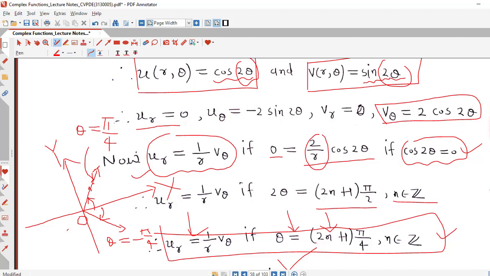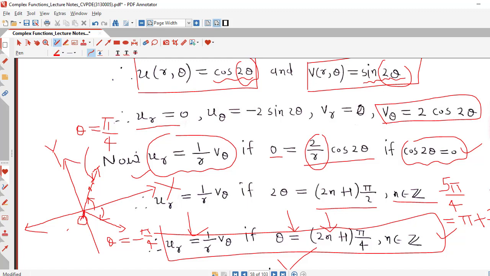Now suppose we consider n equal to 2, then we will obtain theta equal to (2 into 2 plus 1) pi by 4, that is 5 pi by 4. For n equal to 2, we obtain theta equal to 5 pi by 4, and 5 pi by 4 can be written as pi plus pi by 4, which means this angle is pi and this angle is pi by 4.